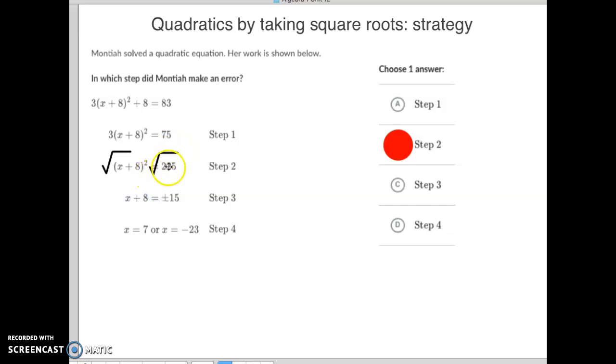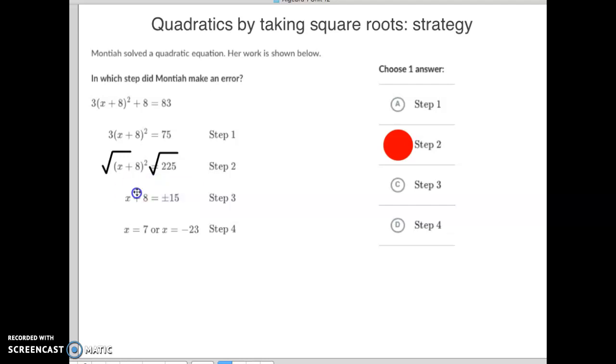And this part, when they took the square root of 225, again, most people think of that and they go, oh, it's 15. Well, that's because 15 times 15 is 225, but also negative 15 times negative 15 is also positive 225. And that's where you see that little plus or minus sign in front of the 15. It's plus or minus 15. And that's where we create our two answers from this.